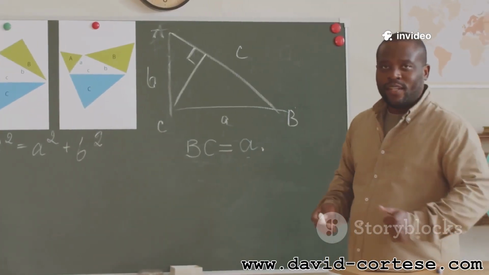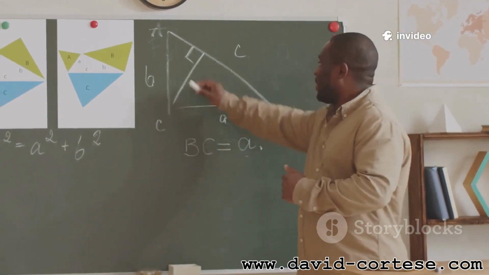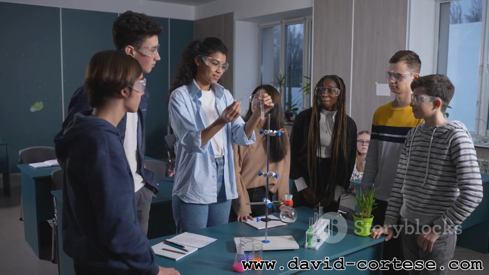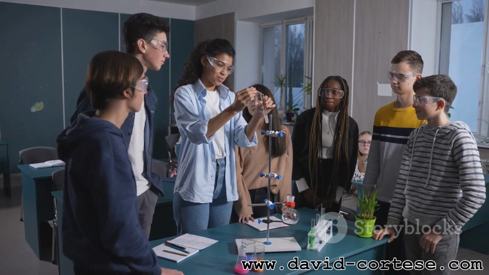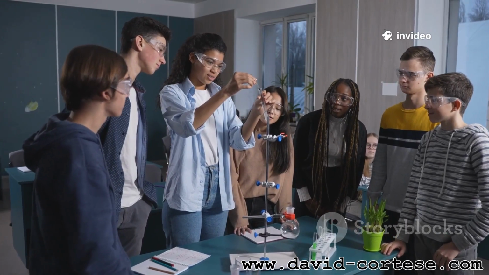Finally, we have r, which stands for the radius of the circle. The radius is simply the distance from the center of the circle to the edge. A smaller radius, meaning a tighter turn, requires significantly more force to maintain the circular motion. Think about it.